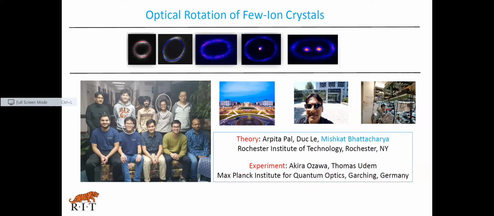Mishkat and his group are broadly interested in light matter interaction from the perspective of fundamental science as well as technological applications. Currently he's focusing on the interplay of electromagnetic modes of radiation such as laser light with nanofabricated components such as mechanical oscillators and rotors. Today he is talking about theory of optical rotation of a few ion crystal.